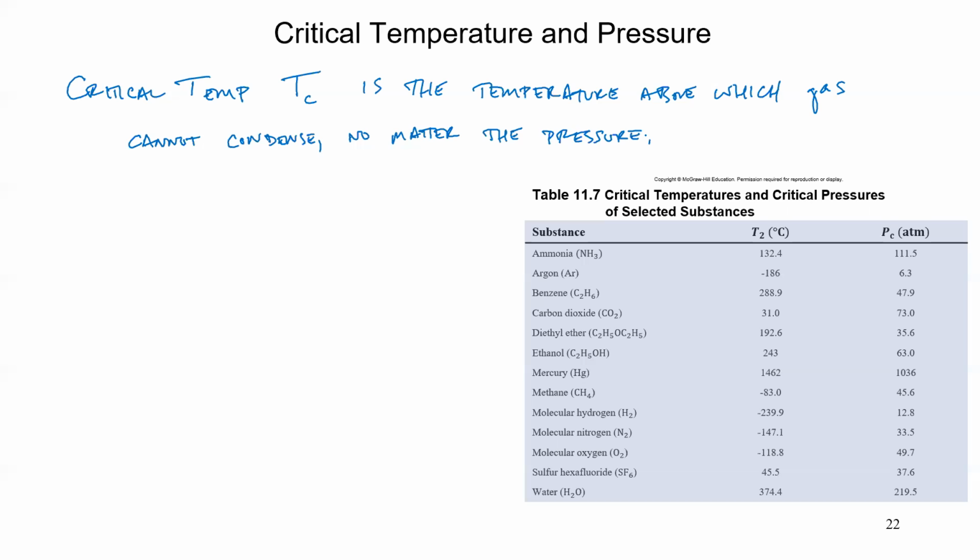And so some things have pretty high critical temperatures. Some things have pretty low critical temperatures. If we looked at water, for example, right? Water boils at 100 degrees C, but in order to keep water in the gas phase all the time, no matter what, the temperature has to be above 374.4 degrees.